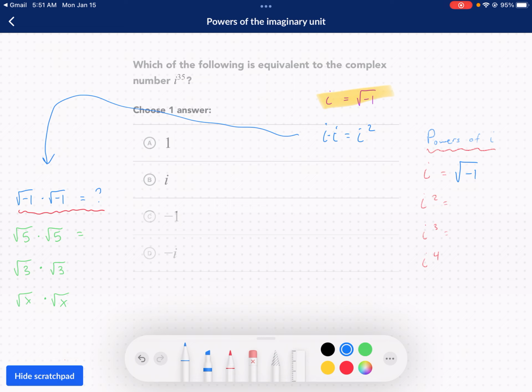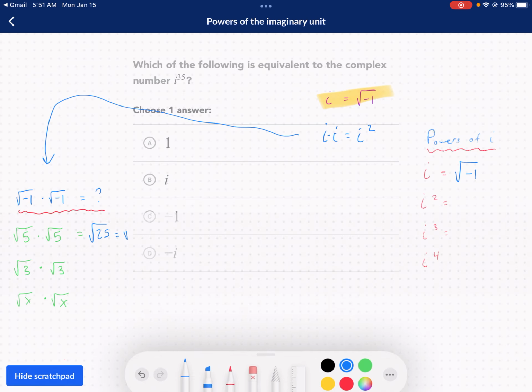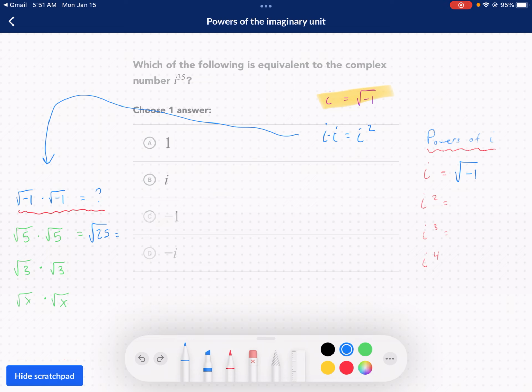Okay, a lot of people are kind of confused by that. I'm going to show you that it's really not that difficult with some easier situations. So if we're looking at the square root of 5 times the square root of 5, I don't know the square root of 5 off the top of my head. It's not a perfect square. But I know if I multiply those two together, I get the square root of 25. And the square root of 25, I do know, that's equal to just 5. Square root of 25, what times itself twice equals 25, and that's just 5.